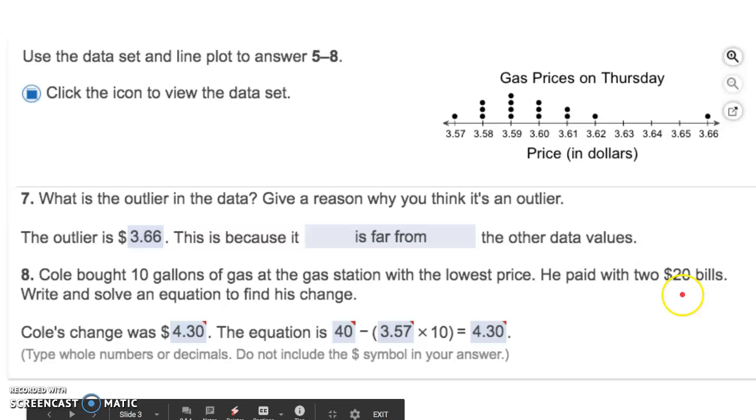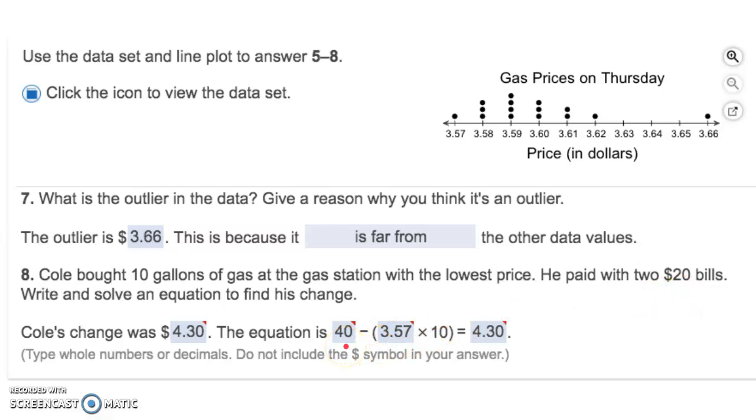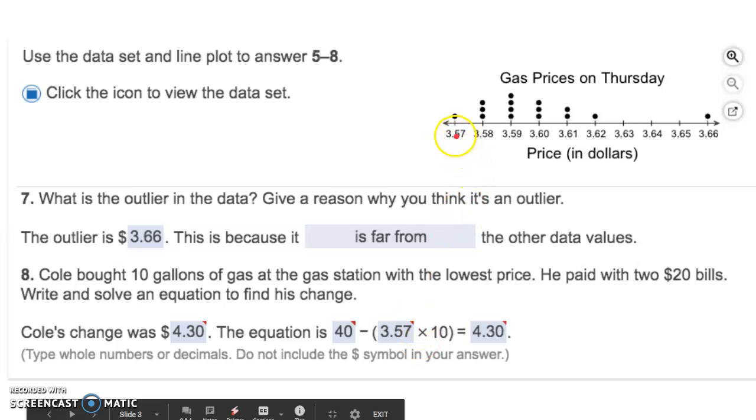Well, two $20 bills is $40. So what he did then, if it's $3.57 for 1 gallon, he multiplied $3.57 times 10. And what he got from there, $3.57 times 10 is $35.70. So then you have 40 minus $35.70, and that's how you get $4.30.